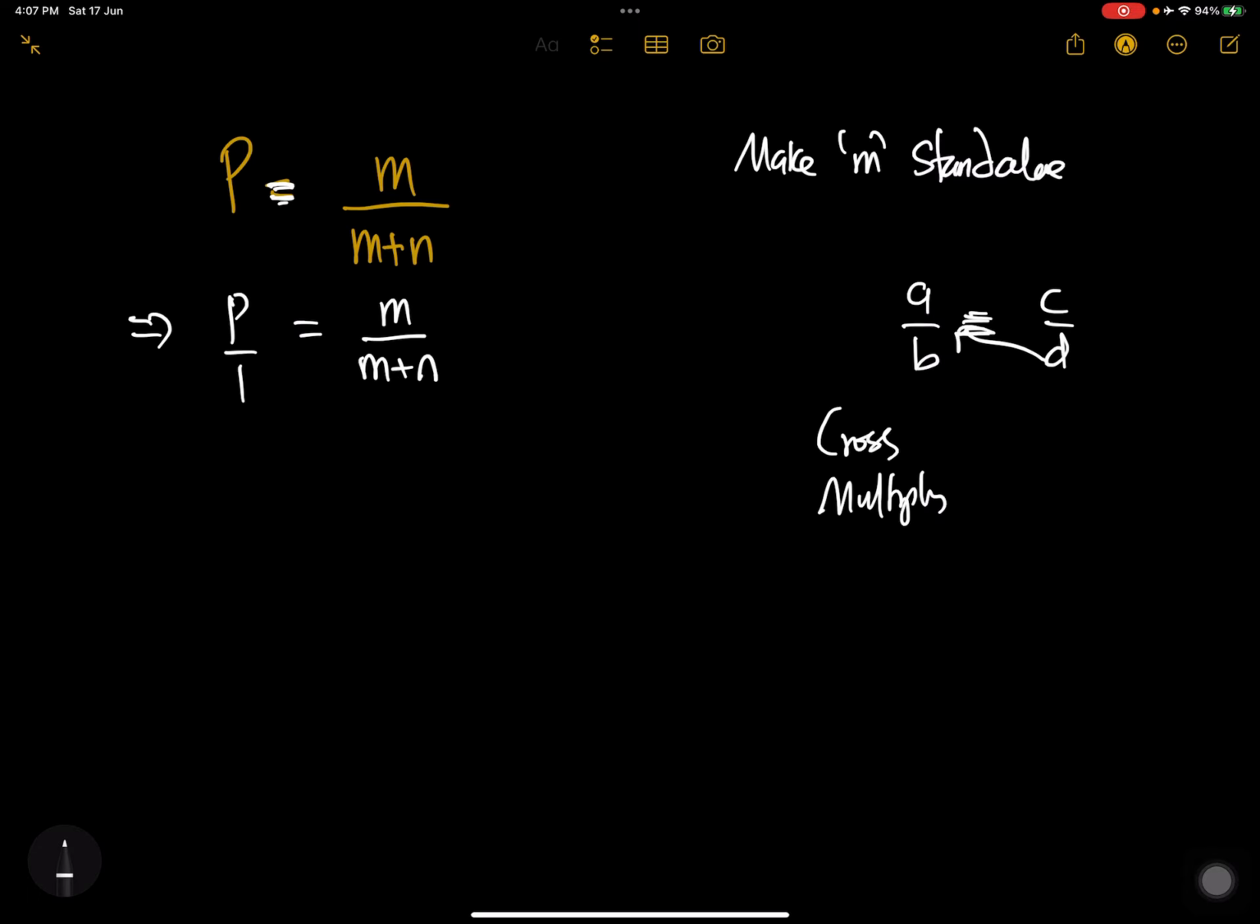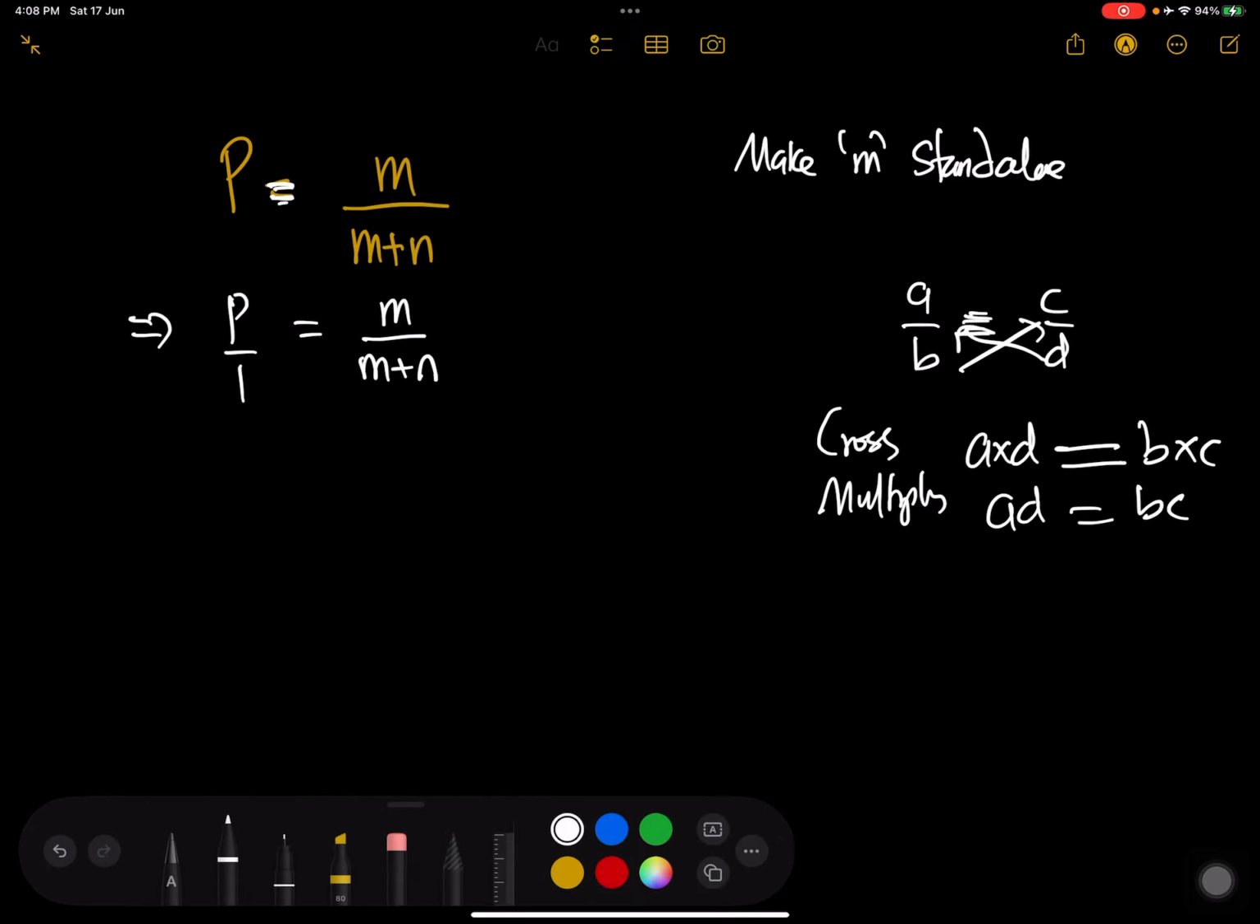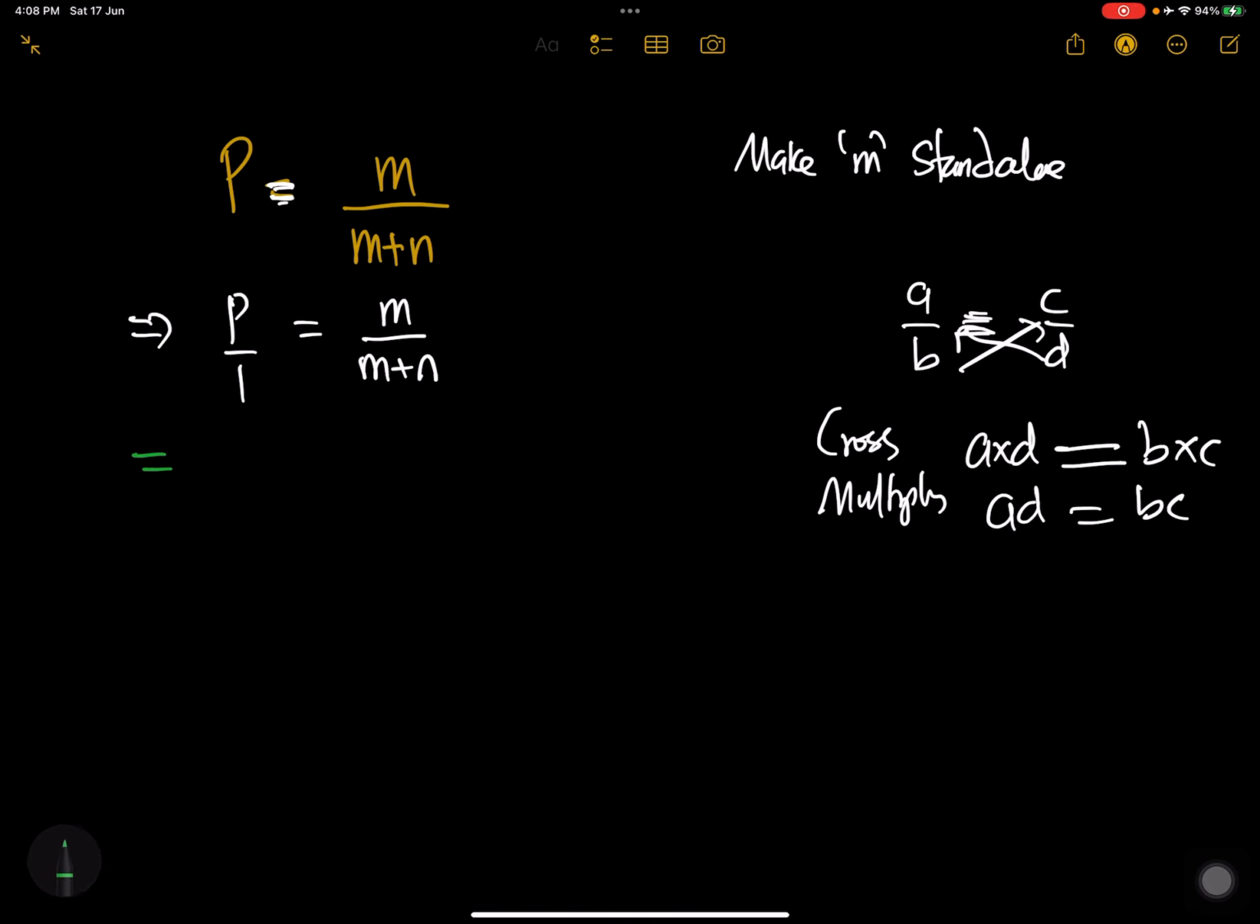This A can multiply that. It's going to be A times D is equal to B times C. So you have AD is equal to BC. So we're going to apply that principle right here. We have P over 1 is equal to M divided by M plus N. But this time we're going to multiply this by that. It's going to be P multiplying M plus N, equal to 1 multiplying M.